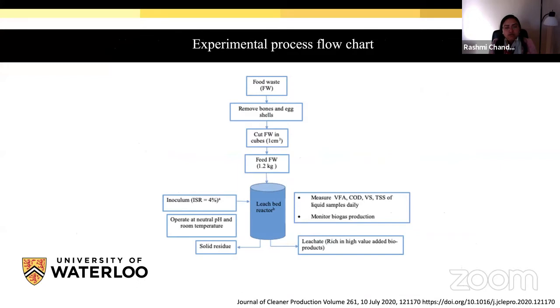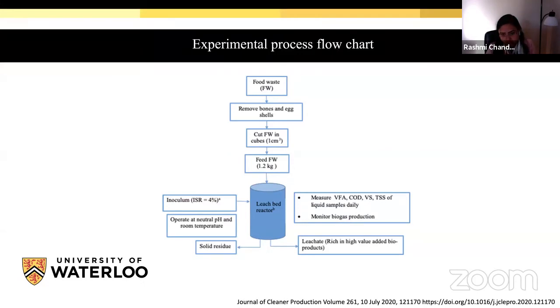So how do we feed the reactor? Firstly, we took the food waste from the cafeteria. We removed all the solid parts which cannot be degraded, and then we cut it in the form of 1 centimeter cubes, and feed the reactors 1 kg, 1.2 kg every time, and we maintain an inoculum ratio of 4%. Like 4% will be our sludge, and the rest will be food waste.